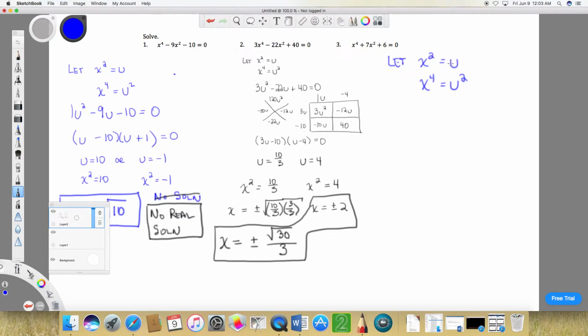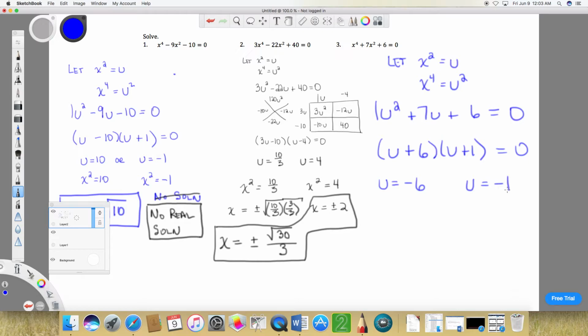So I'm going to do a substitution. Everywhere I see x to the fourth, I replace it with u squared. And everywhere I see x squared, I'm going to replace it with u. And now I'm familiar with this type of problem. This is a quadratic equation, and I can factor this pretty easily because the leading coefficient there is 1. So I can see that this is going to factor to u plus 6 times u plus 1, because 6 times 1 is 6, and 6 plus 1 is 7. And this gives me solutions of negative 6 and negative 1 for u.